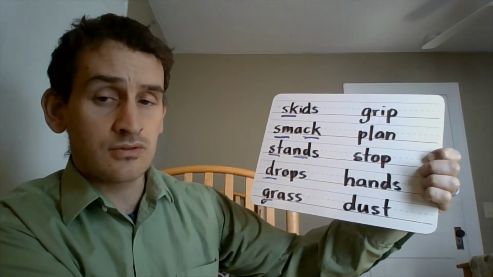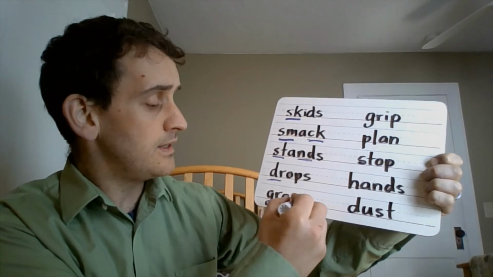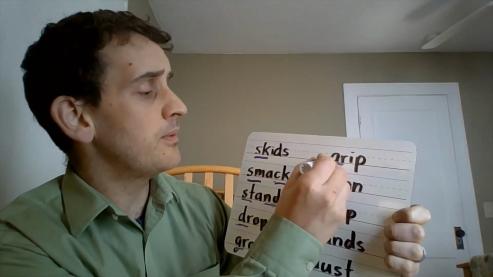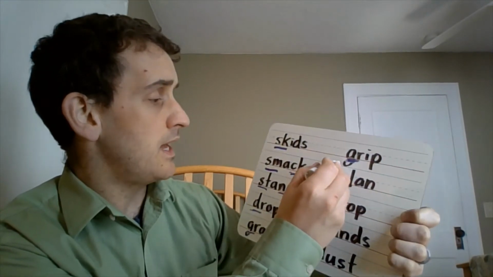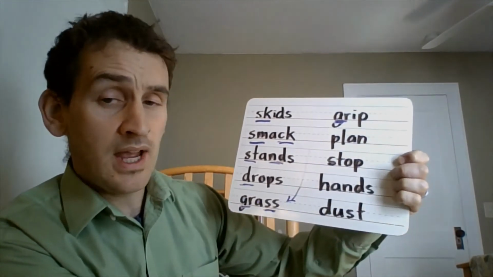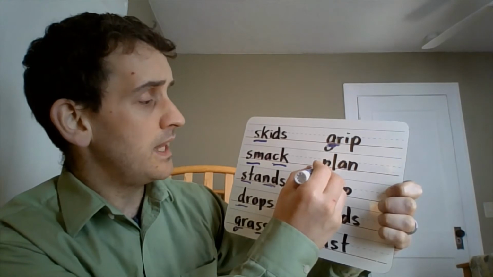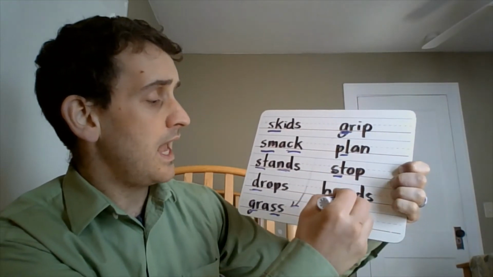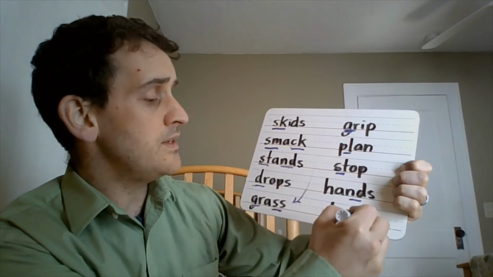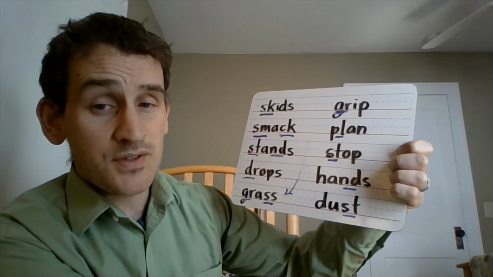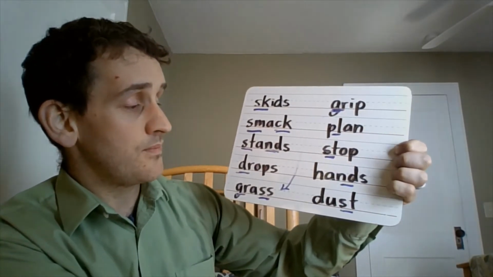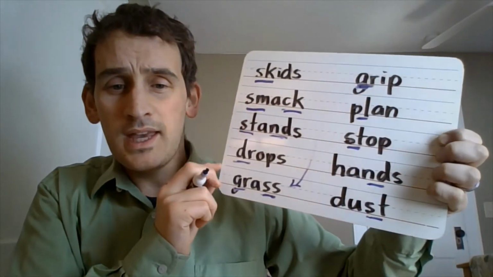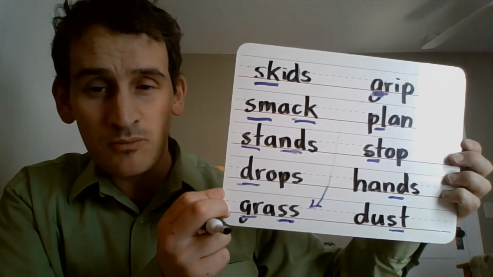Grass has gr, and a double consonant blend too. Over here, the word grip has the same one as grass. Plan has pl, stop has st, and hands and dust have their consonant blends at the end of the words. Nd and st. I want you to pause the video and give these a go now that you can see them really clearly.